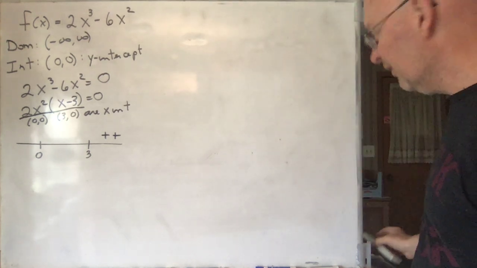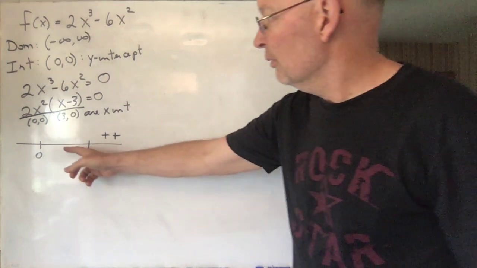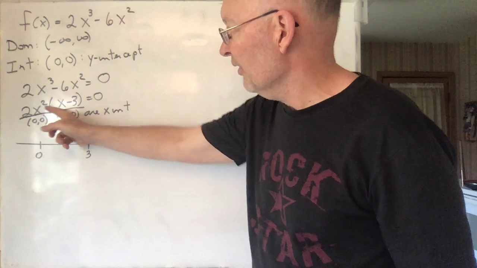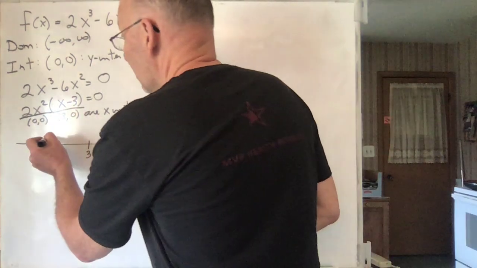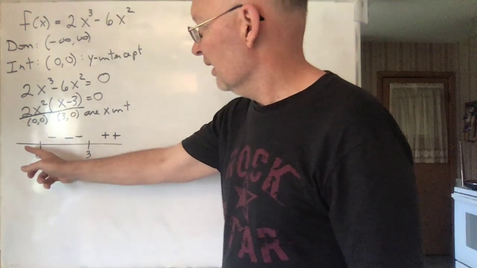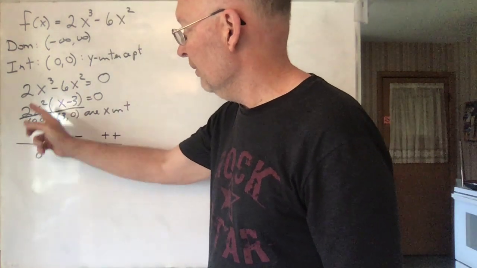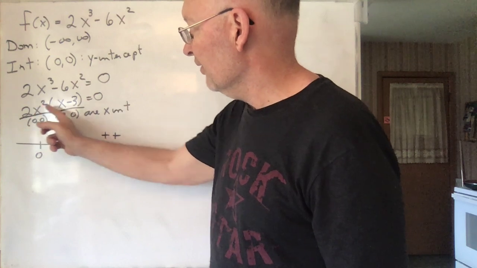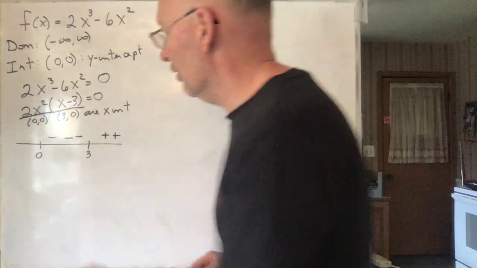So it's positive there. Stick in a convenient value in here. How about a 1? Put in a 1 here. This is going to be positive. This is going to be negative. So it's going to be negative throughout. Stick in a -1, for example, and you're going to get -1 squared is positive, so this is positive, and the other factor is negative, so it's going to be negative there.